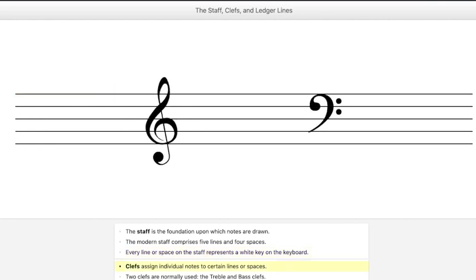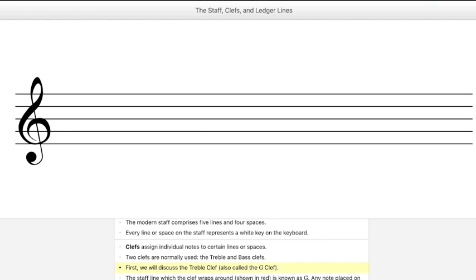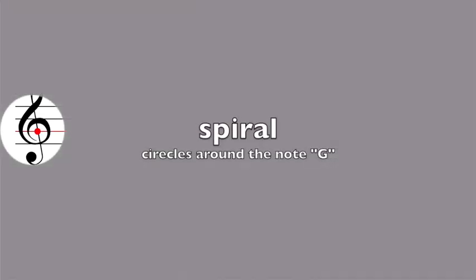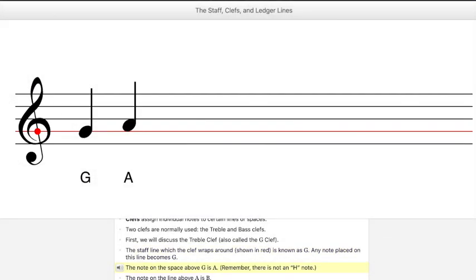We use clefs to assign individual notes to certain lines or spaces, depending on the voice part you sing or depending on the instrument you are playing. Let's look at the treble clef, which is sometimes called the G clef, because this little spiral circles around the note G. Let's go up the lines and spaces of the staff and see what notes are which.